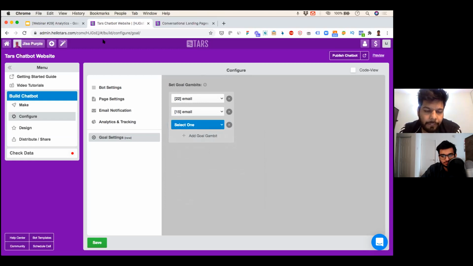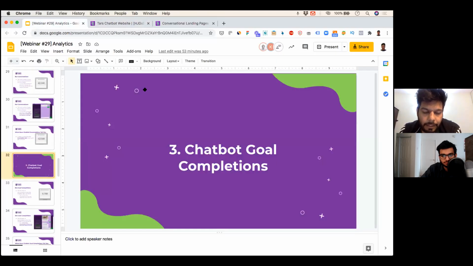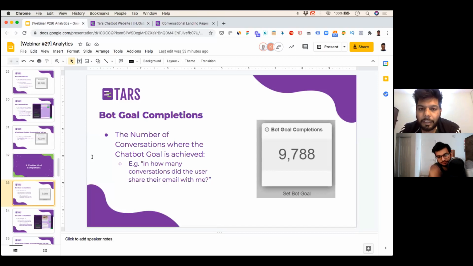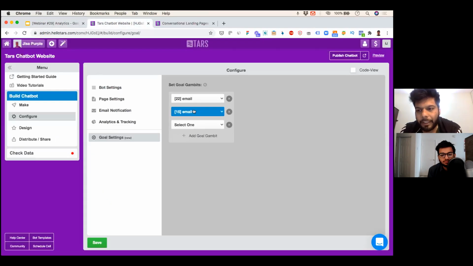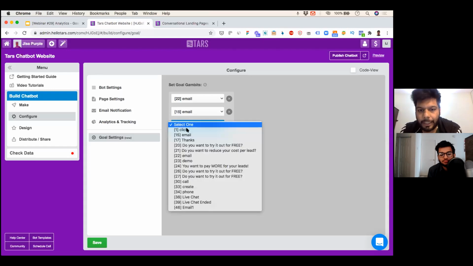Now, once you've done that, these numbers define the goal completions. This is the number of people who enter your funnel and reach the defined goal. This is the goal that you've already defined in here. It could be the email, it could be the phone number. You would see the entire list, and you can select what a goal means to you, right?